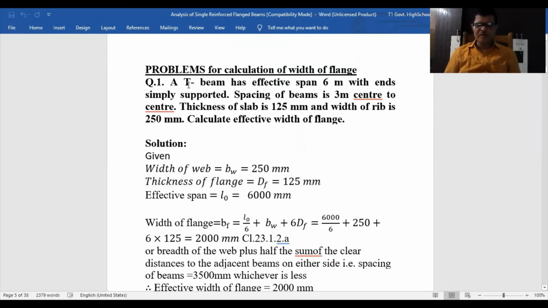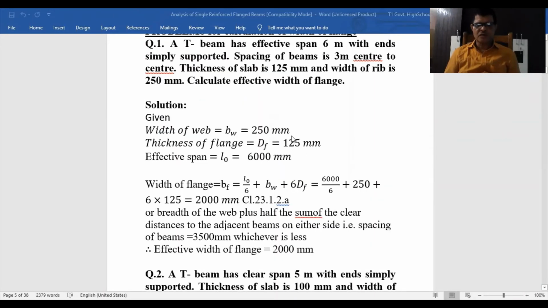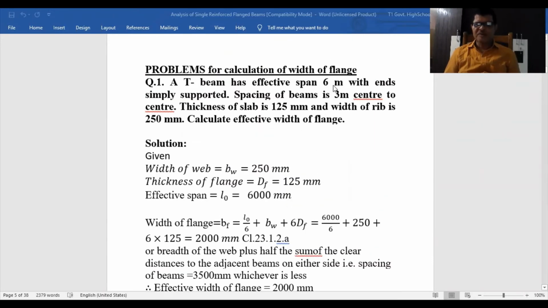Now in the first problem, you find a T beam has effective span 6 meter, and with the ends simply supported. Spacing is given 3 meter center to center. Slab thickness 125, that means Df is given. Width of rib, it's called rib or web, both are same, that is for T section, it's 250 millimeter. Calculate effective width of flange. Now you can calculate the value. Width of web is given, Df is given, L0 is 6 meter, so 6000 millimeter is the effective span given.